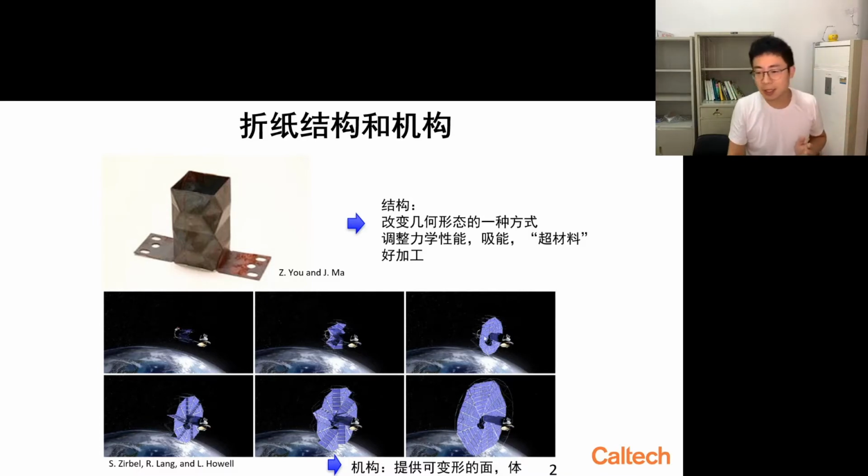So here's an example you can see. This is a solar panel or solar array in space. It's folded so it can be stored compactly in the rocket. And while it goes to space, it can be expanded into a large area so that it can absorb a lot of sunlight. You can see there's an origami pattern being used. That's how it can be used.